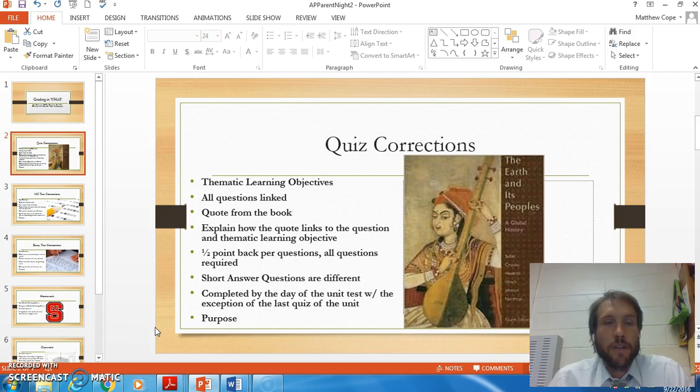The reason for doing this is because the College Board links all of their questions to a thematic learning objective, and the students need to get used to the language that is used in the thematic learning objectives and understand how each specific question is getting them to think around one of the themes of the class.